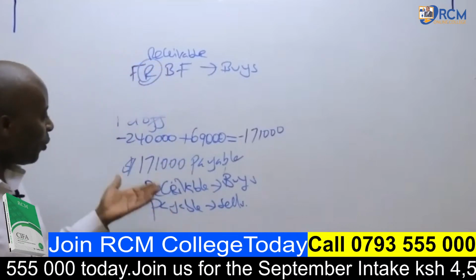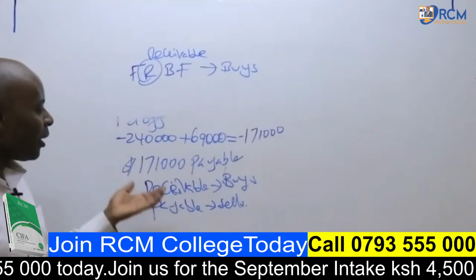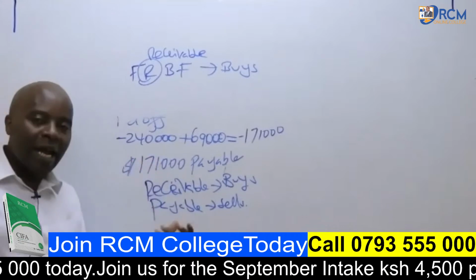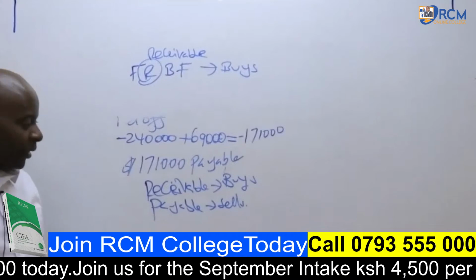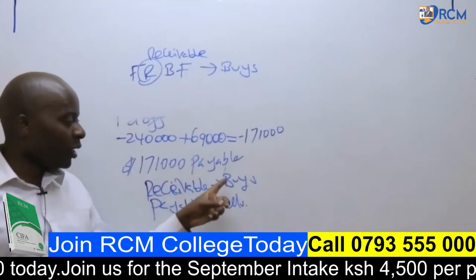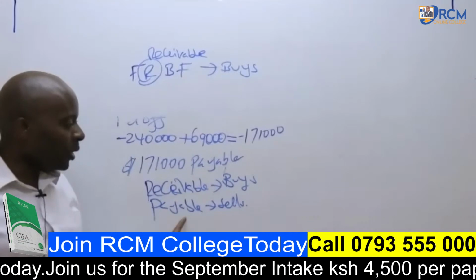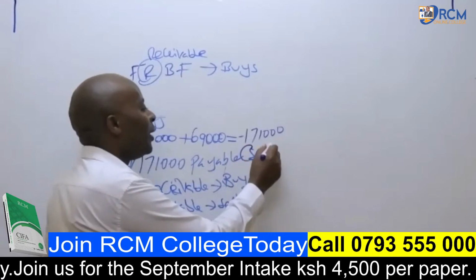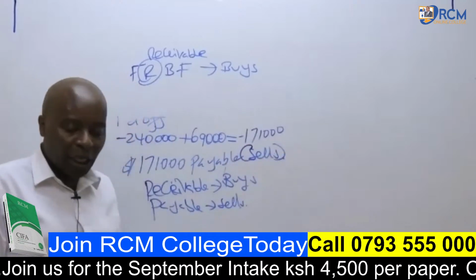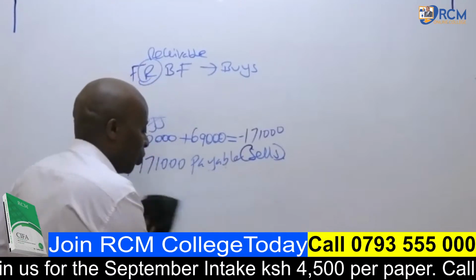Where we have reached, ladies and gentlemen, the person who has great power of memorizing, cramming, will always have an upper hand. Always for a receivable, the bank buys. Always for a payable, the bank sells. So this is a payable, and for the payable, the bank sells.